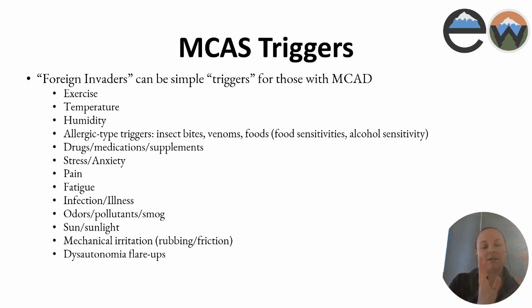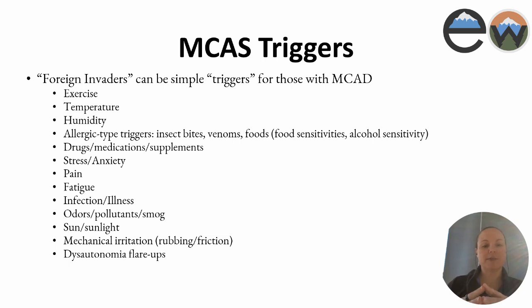But when the mast cell labels something as an invader or a foreign body, or says "I don't feel comfortable with you here," that's where it actually starts to have this cascade of mediator activity. Now, this can actually happen with exercise. So typically too much, so over-exercising can cause this mast cell degranulation to happen. Temperature shifts, too cold or too hot. Humidity shifts for individuals as well, trying to regulate the barometric pressure.